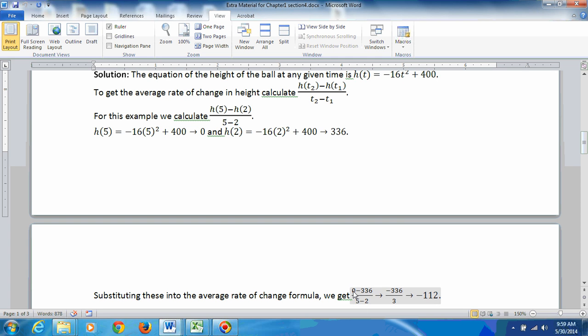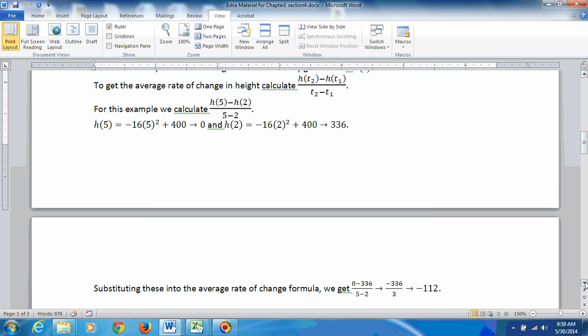The 0 is the y value we got when we put 5 in. So the 0 is the y value and 5 is the x value. And when we put 2 in, we got 336. So 336 is the y value, 2 is the x value. So it's just a change in y's over a change in x's. And if you work that out, you get negative 112.